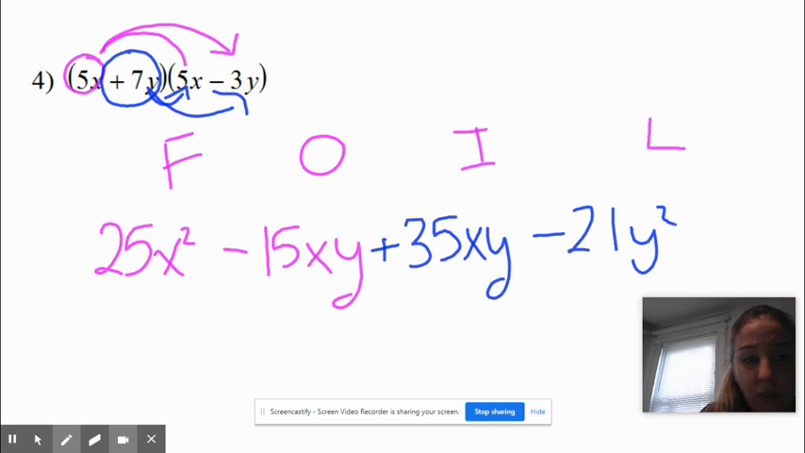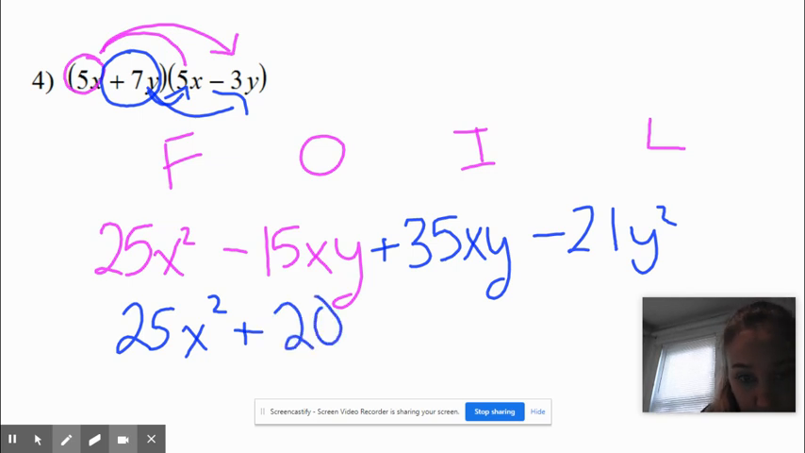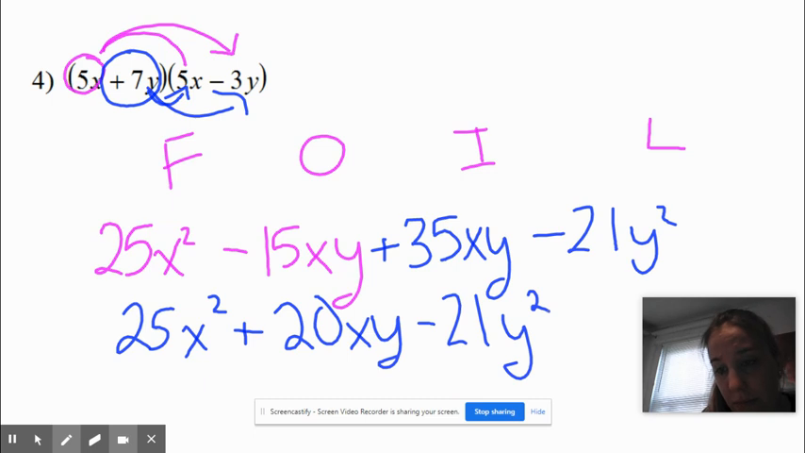Okay, now we're going to combine those middle terms. So we only have one x squared hanging out. All right, think negative 15 plus 35. You owe me $15. You have 35 in your pocket. If I told you to pay me, you would be left with a crisp $20 bill. 20xy. And this negative 21y squared hangs out by himself. And that's how question 4 is done. 25x squared plus 20xy minus 21y squared.